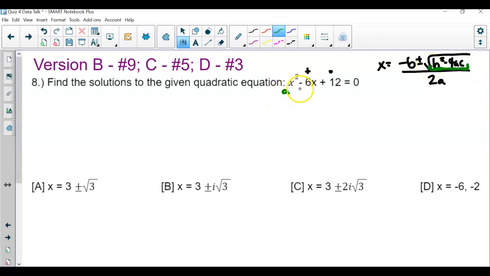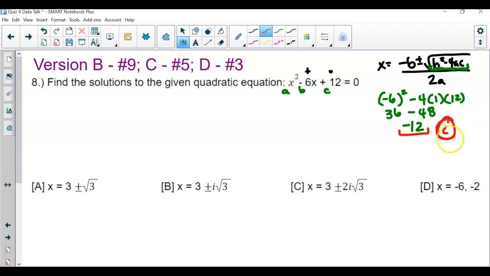So I need a, b, and c here. So b squared, which is negative 6, minus 4 times a, which is 1, times c, which is 12 here. Now you can put all that in the calculator. I'm getting 36 minus 48, so you should have gotten a discriminant of negative 12. Notice how a discriminant that is negative means you have two imaginary solutions. So that means we need i in our answer. So I'm going to mark off B and A, and I'm already down to B or C.